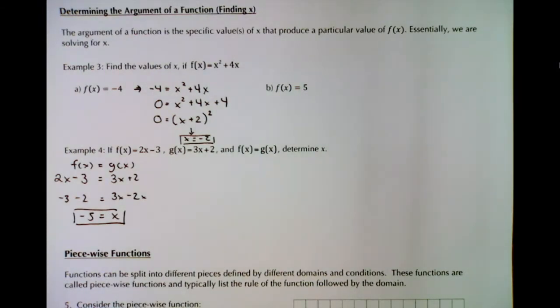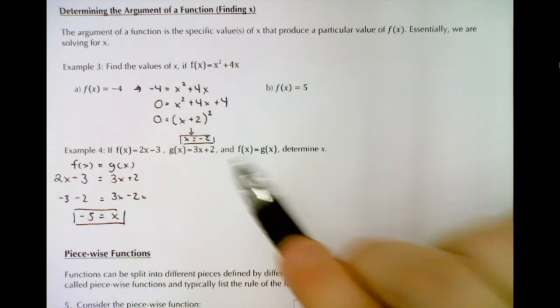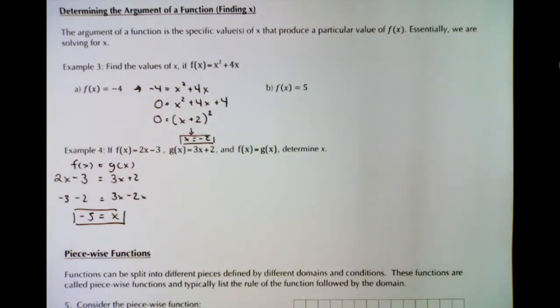And you could check it by substituting negative 5 into both functions and showing that you get the same value of y. We're not going to do that. But if you want to, you should.